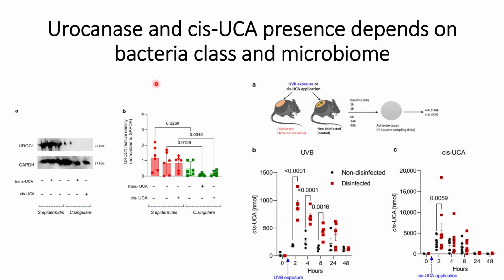In this video, we will discuss how urocanase and cis-UCA presence depends on the bacteria class and microbiome. In the previous video, we understood that some bacteria have the HUTC and HUTU genes that are responsible for converting cis-UCA using urocanase, because HUTC and HUTU genes can produce this urocanase that can help in metabolizing cis-UCA, and thereby this process will be utilized for the bacterium's growth.